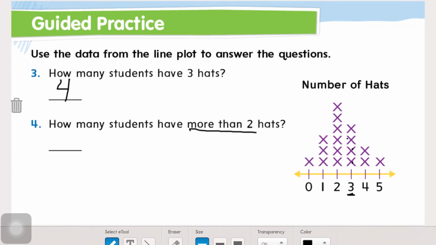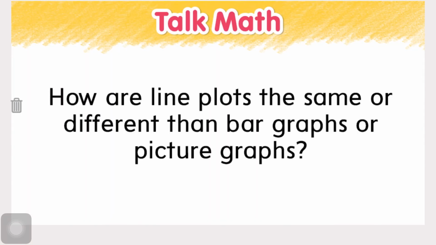And how many students have more than 2 hats? Okay, so this one's a little tricky because we need to look at everything that's past 2. So all of these together, how many are there within these 3 columns? So 1, 2, 3, 4, 5, 6, 7. 7 kids or students have more than 2 hats.